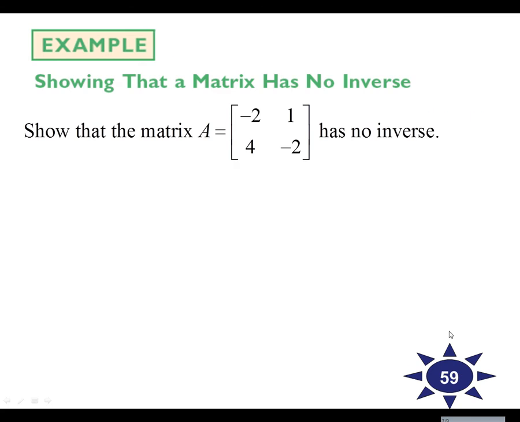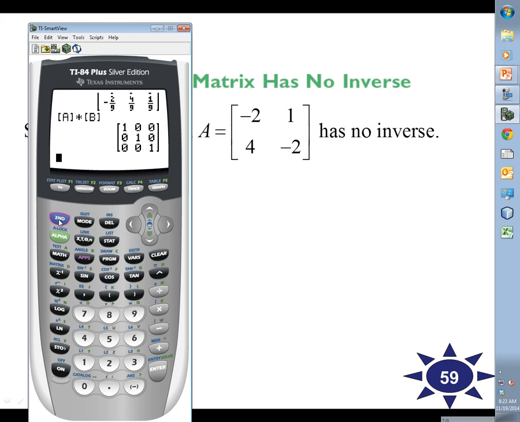Okay. Show that this matrix here has no inverse. Let's do this. We can use our calculator as well. Let's punch this in. We can change up matrix A to a 2x2: -2, 1, 4, -2. And so we'll grab matrix A, and we'll do the inverse. And error, singular matrix. The matrix is being cut off there.